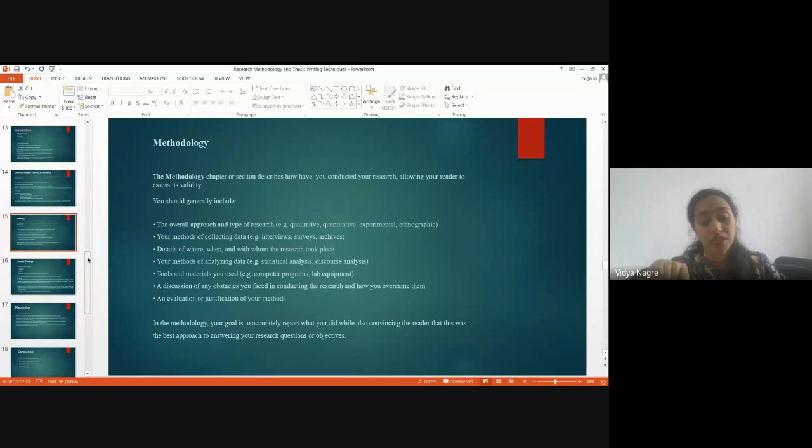But here, obstacle means from methodological perspective. An evaluation or justification of your methods, how your methods were correct for conducting the kind of research you have chosen. So, in the methodology, your goal is to accurately report what you did while also convincing the reader that this was the best approach to answering your research questions and objectives.